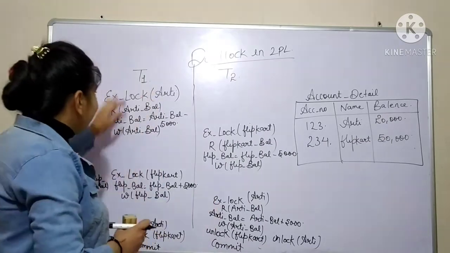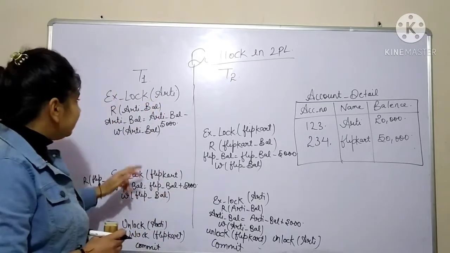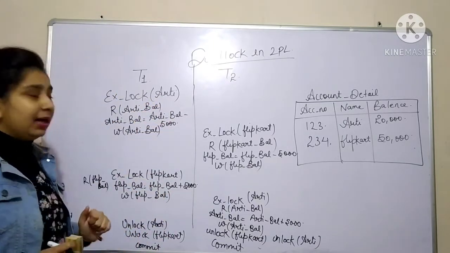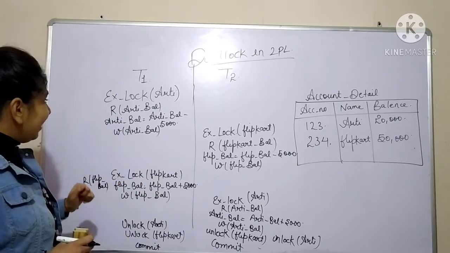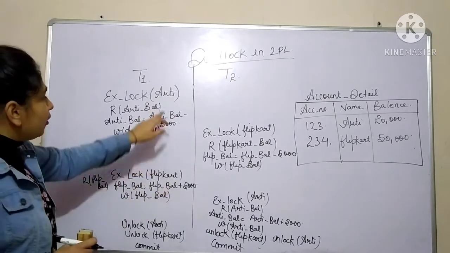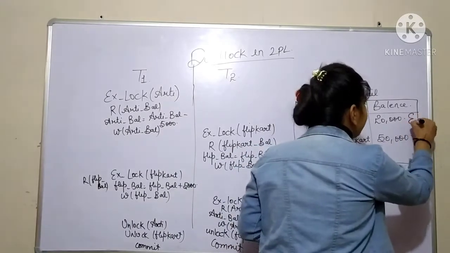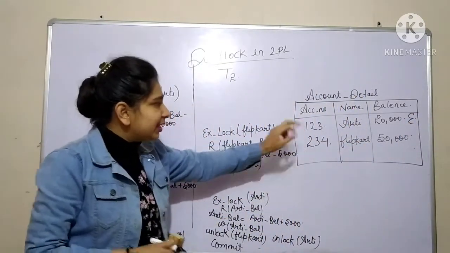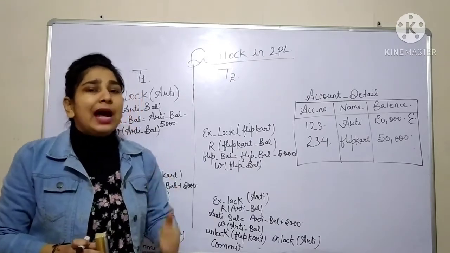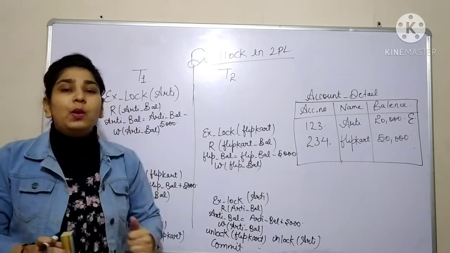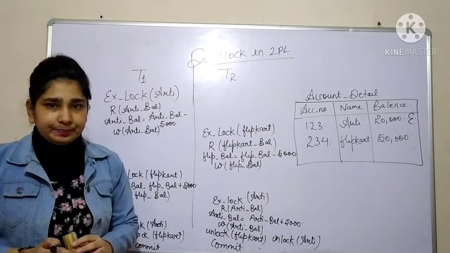So in transaction T1, I want to transfer 5,000 from Aarti's account to Flipkart's account, and so I have firstly taken an exclusive lock on this database item. I am restricting the access of this database item. Now no other transaction can get access to this database item.